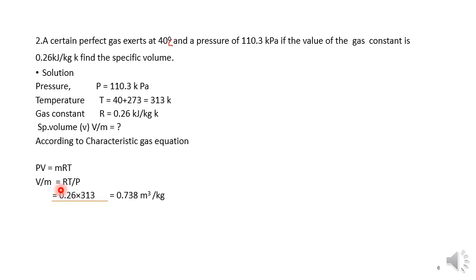Substituting the R value, T value and P value. The R value is 0.26 kilojoule per kg Kelvin, T value 313 Kelvin, pressure 110.3 kilopascal, that is 110.3 into 10 to the power of 3 Newton per meter square. Substitute all the units in the formula. I am writing this joule as a Newton meter. So Newton cancels, meter into meter square gives meter cube, Kelvin gets cancelled. The remaining unit is meter cube per kg. This is the specific volume of the given gas.